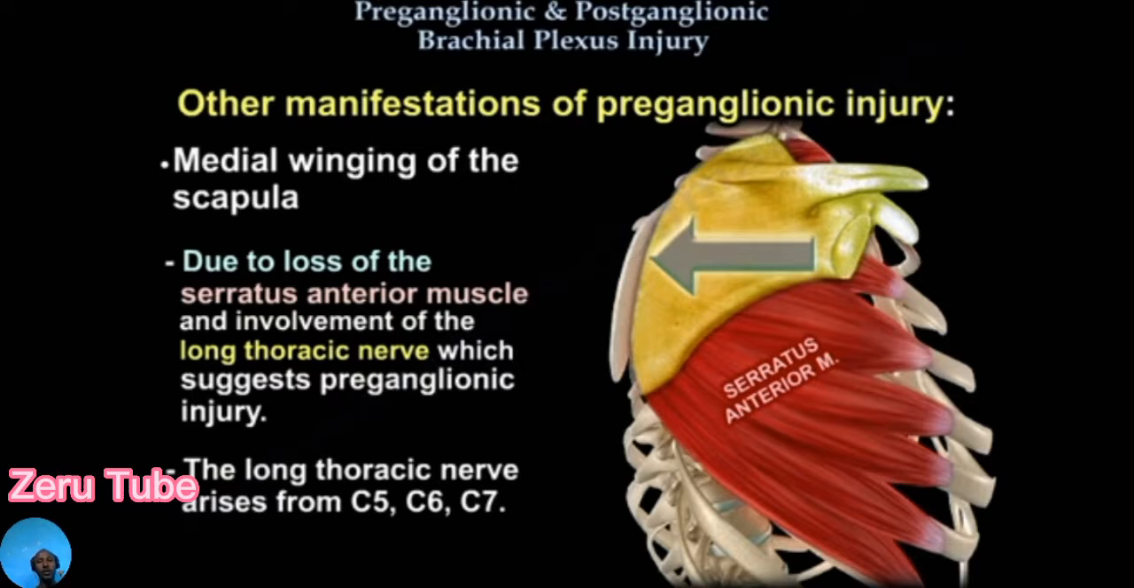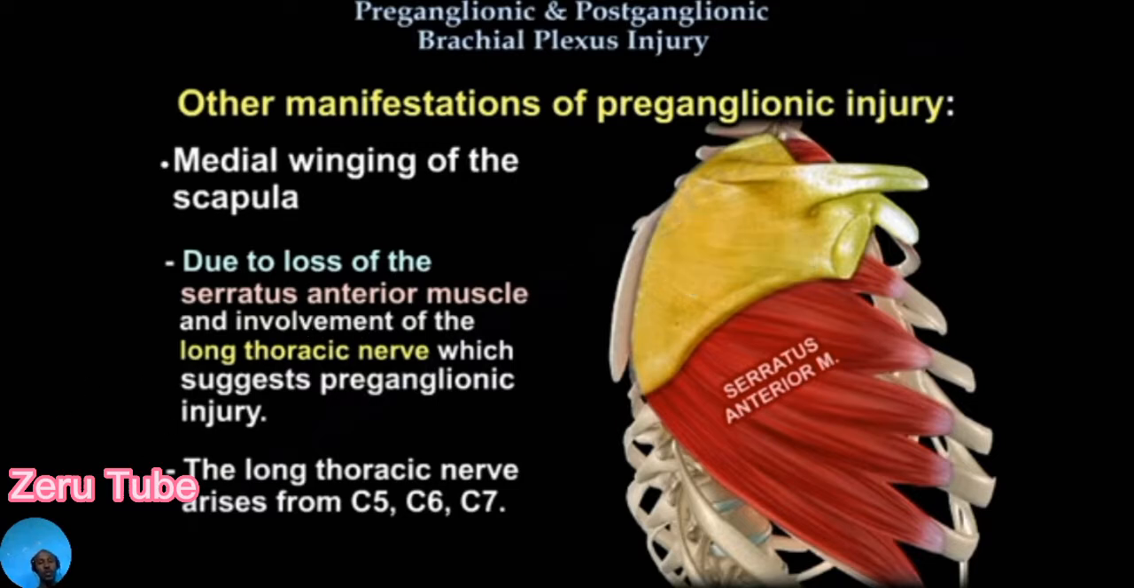So due to the injury of preganglionic nerve or the root of brachial plexus, the long thoracic nerve becomes paralyzed. Because of that, there is a muscle which is innervated by long thoracic nerve, which is called serratus anterior muscle. This muscle is very important to retract the scapula against the thoracic wall. የቶራሲስ ወል ጋር ስካፑላ ጌንስት ሆኖ እንዲቀመጥ የሚያደርግ መስል። If this muscle is paralyzed, patient can have winging scapula.